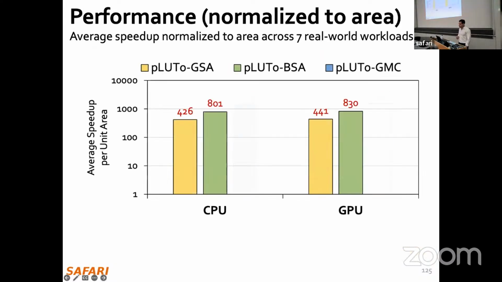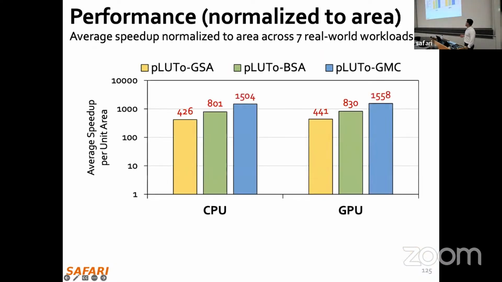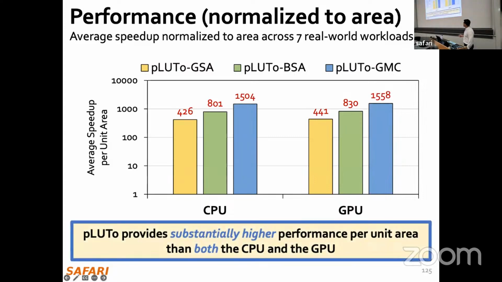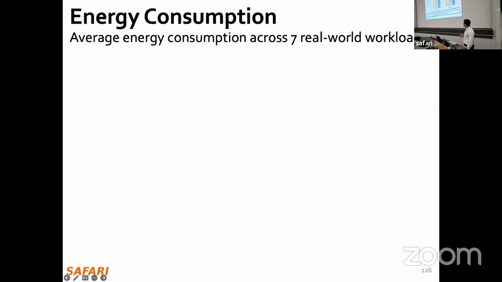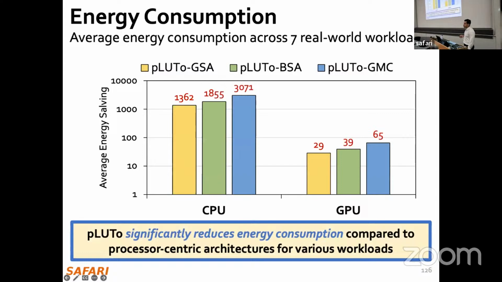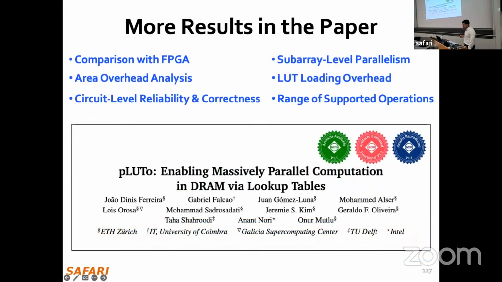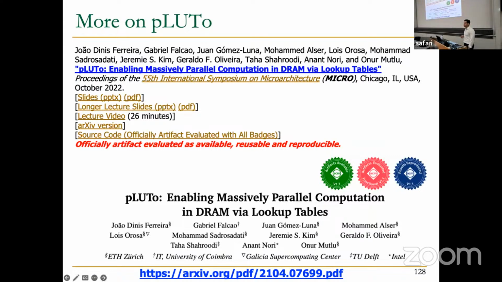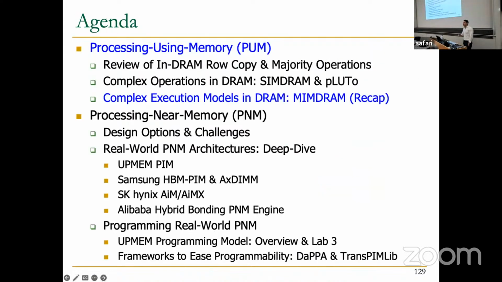If you normalize this to area, the results are much better because the area of the CPU and GPU is much larger, and also we have significant energy savings compared to the CPU and the GPU. So this was PLUTO. There are many more details in the paper. So now we are all good.